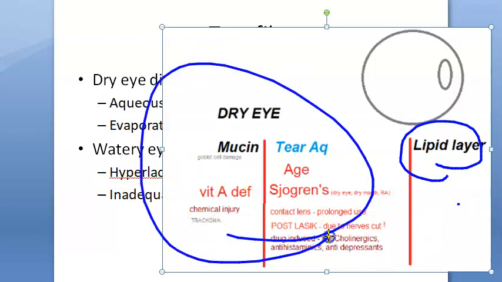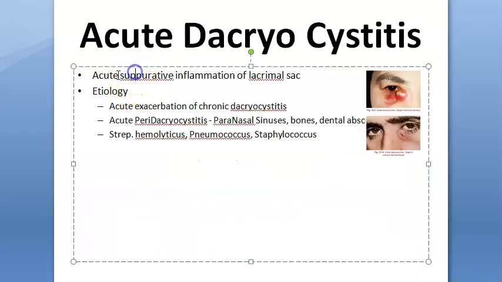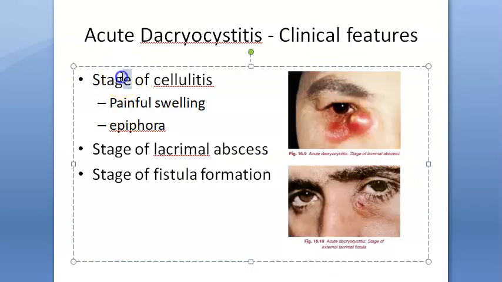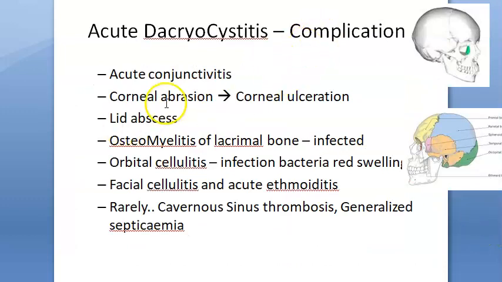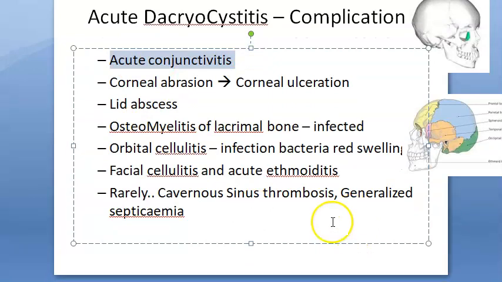Okay. Dry eye, so you should remember vitamin A deficiency, age, Sjogren's, contact lens, post-LASIK, drug-induced, chemical injury, trachoma, etc. Then acute dacryocystitis is acute suppurative inflammation of the lacrimal sac. So stages of cellulitis will be there, stages of lacrimal abscess, stages of fistula formation. Here you can see a fistula, isn't it? Looks like a fistula. This is what? Stage of the abscess. Okay. Then complication, acute conjunctivitis. Okay, these are the complications of acute dacryocystitis.